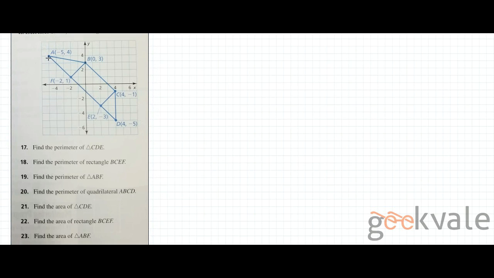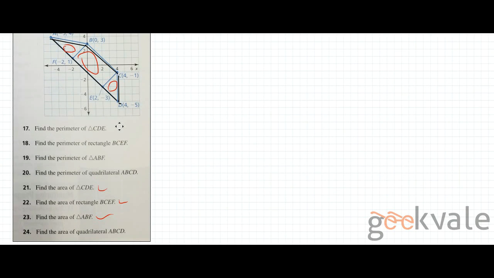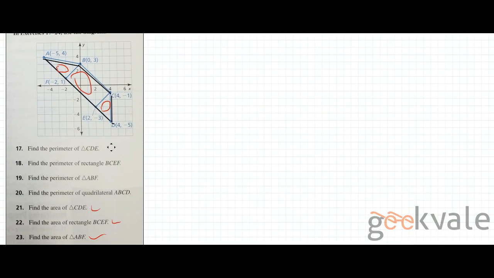If we look at the quadrilateral ABCD, it would be something like that. This quadrilateral is actually covering the triangle, the rectangle, and this triangle as well, right? So when we calculate the area of this quadrilateral, it will be the calculation of this triangle, this rectangle, and this triangle as well. When these three areas are added up, we get the area of that quadrilateral. So solving question 24 will be like solving questions 21, 22 and 23 together.